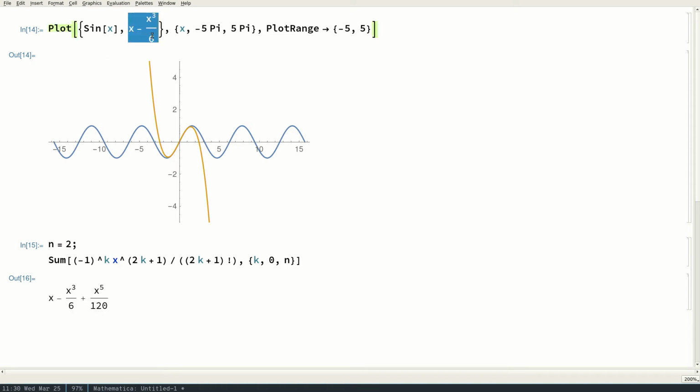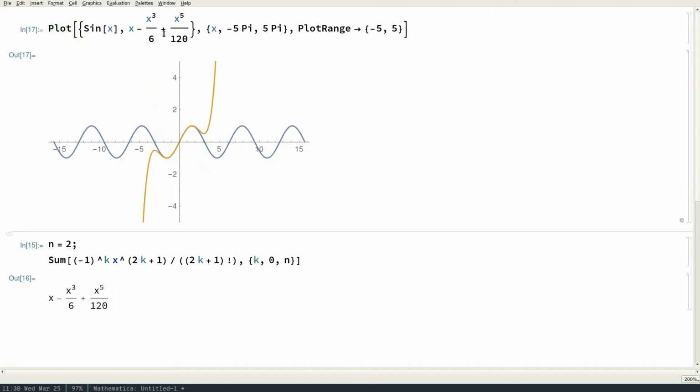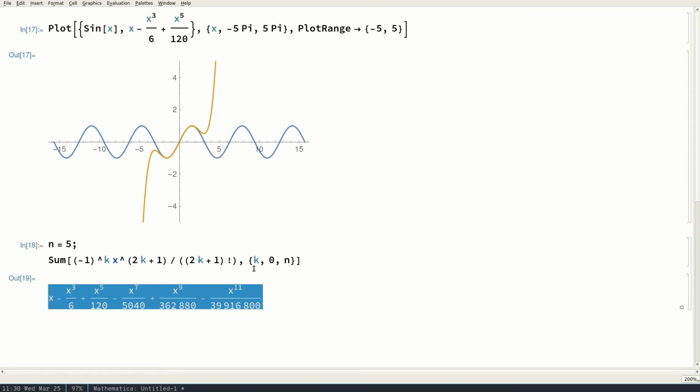So let's plot that. There's the degree 5 polynomial. The window on which my approximation is good is enlarged. My approximation gets a little bit better around 0. Let's try a bigger value of n. Let's try n equals 5. I guess this gives me the degree 11 Taylor polynomial.